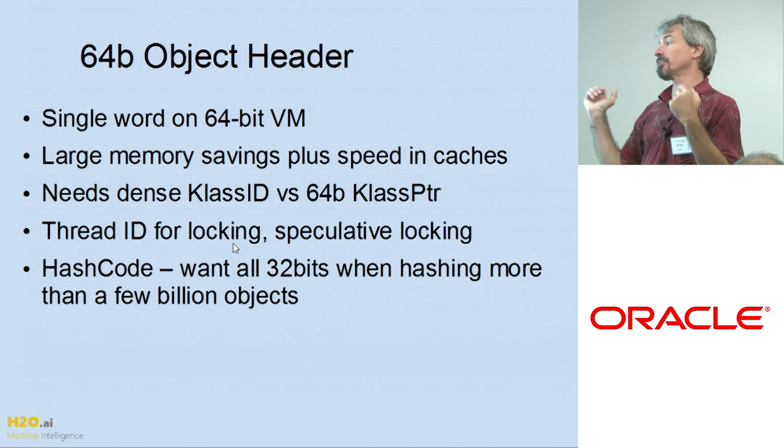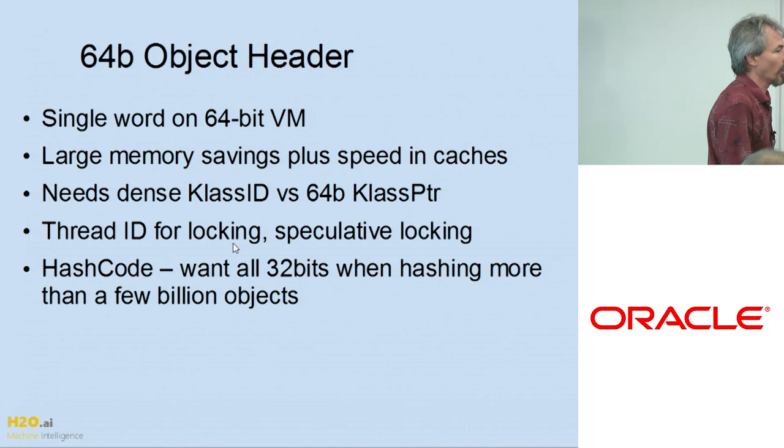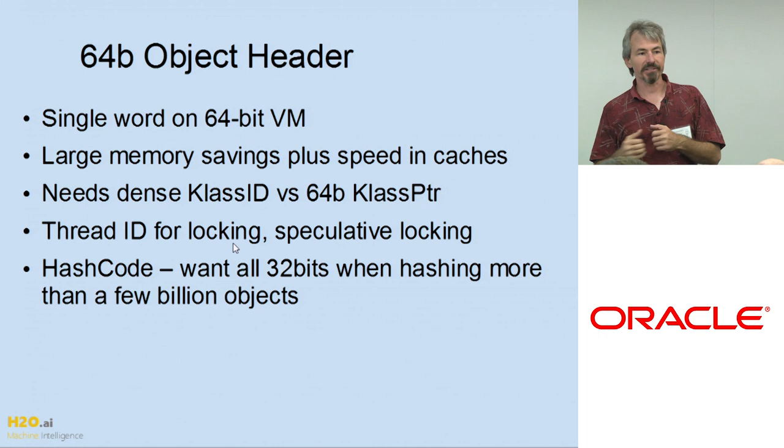And then we had more bits left over once we did this compression, so we get hash code, take all 32 bits, because it turns out when you have a really big VM with billions and billions of objects, 32-bit hash code is getting a little scarce. You're guaranteed to get lots of hits, lots of collisions.